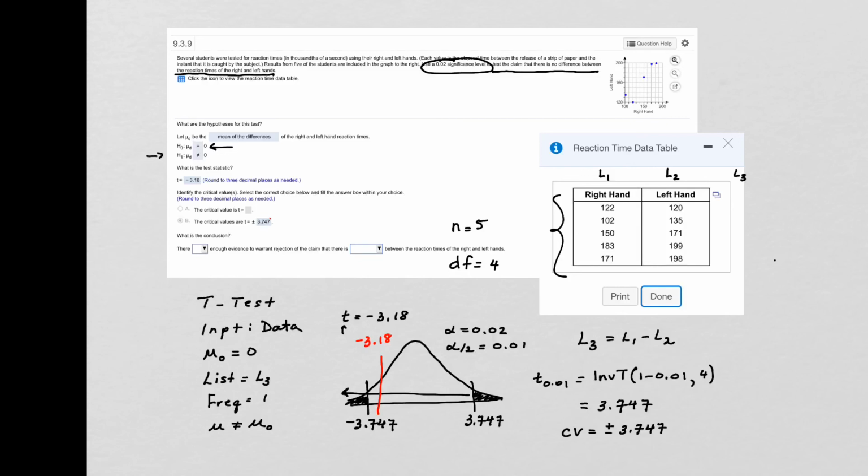So let's see, what was our claim? Our claim was that there was no difference between the reaction times of the left and right hands. So there is not enough evidence to warrant rejection of the claim that there is no difference between the reaction times of the right and left hands. And that's how you do that problem.